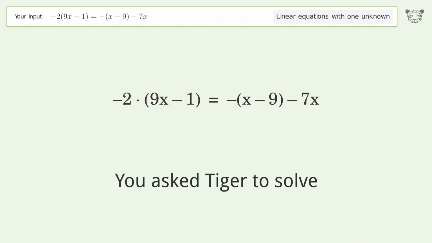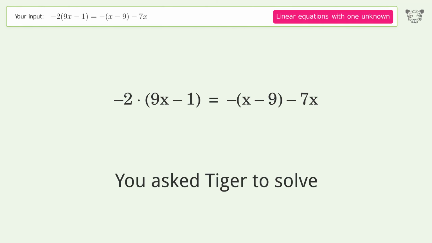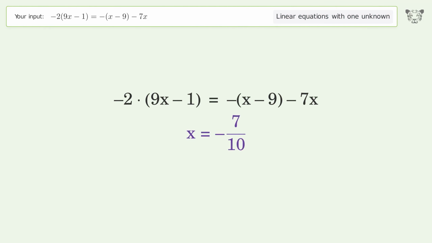You ask Tiger to solve this. This deals with linear equations with one unknown. The final result is x equals -7/10. Let's solve it step by step.